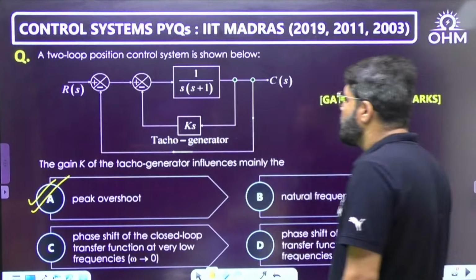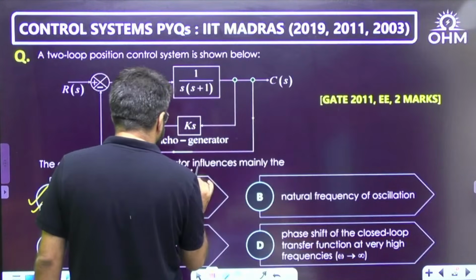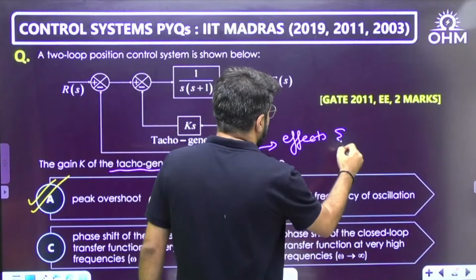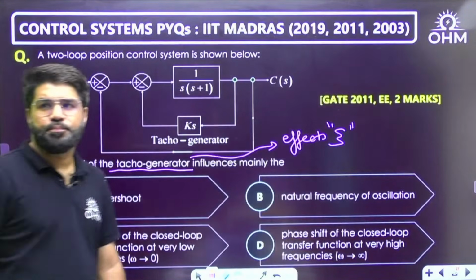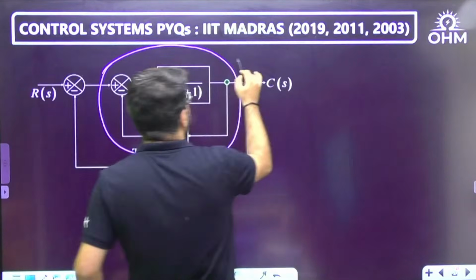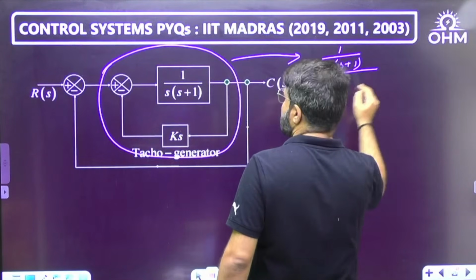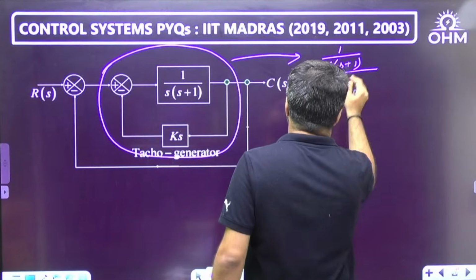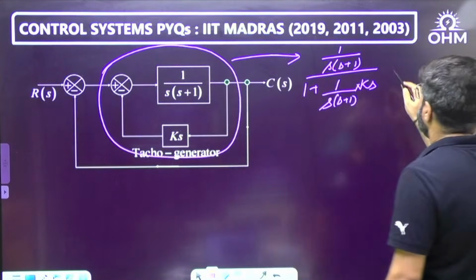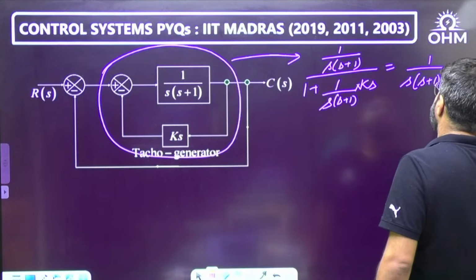Otherwise, the direct conclusion that you can remember is that a tachometer controller affects zeta. Otherwise, you can take the gain of this inner loop first, which is G upon 1 plus GH, 1 upon s(s plus 1) whole divided by 1 plus 1 by s(s plus 1) into Ks. When you multiply by s(s plus 1), you will get 1 upon s plus 1 plus Ks. So I will take s common, s(1 plus K).